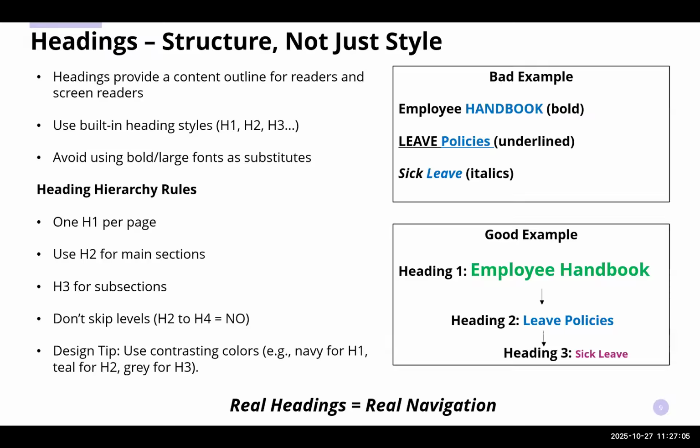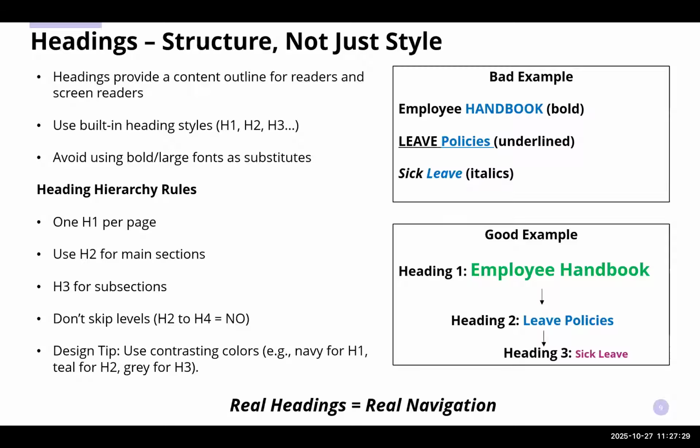So when you use rightly tagged headings, it is important to apply them in the right hierarchy as well. There should be only one single heading 1 on a page, usually the main title, followed by heading 2 for major sections and heading 3 for any subsections within those. Try not to skip levels.